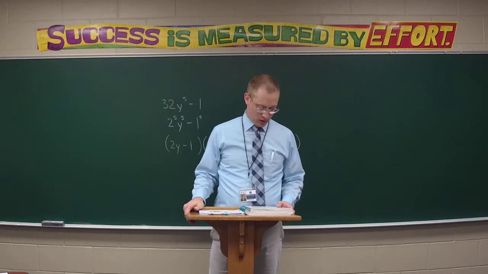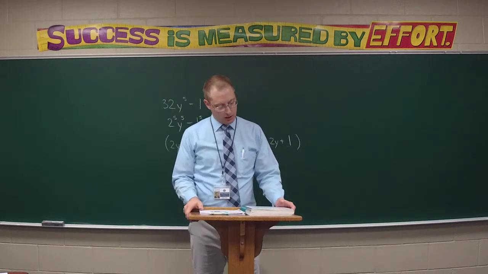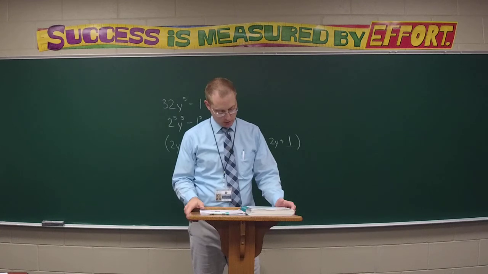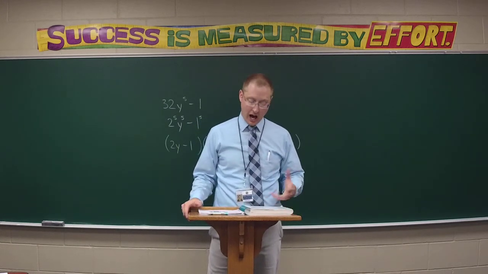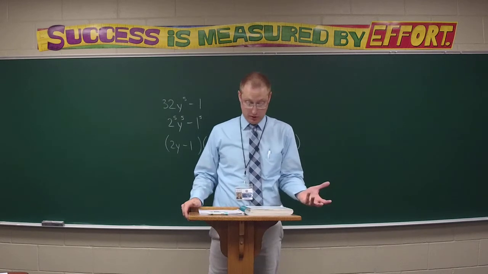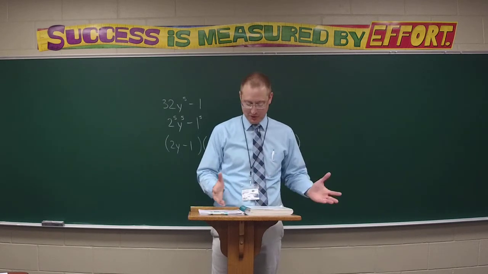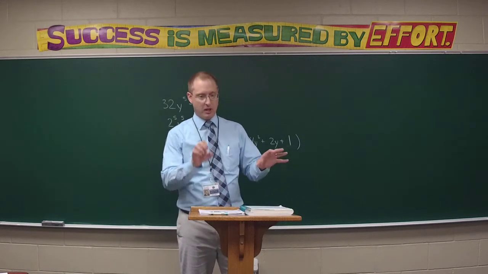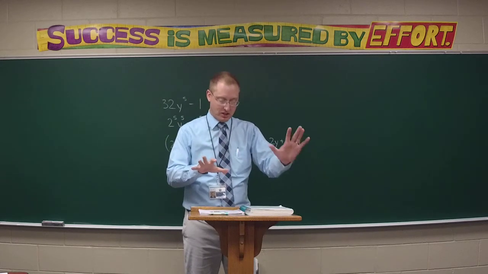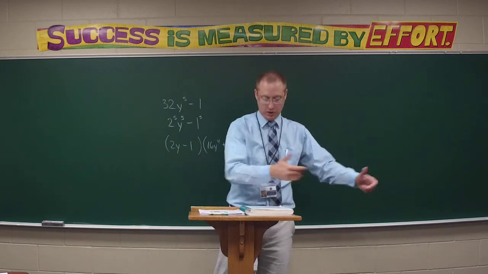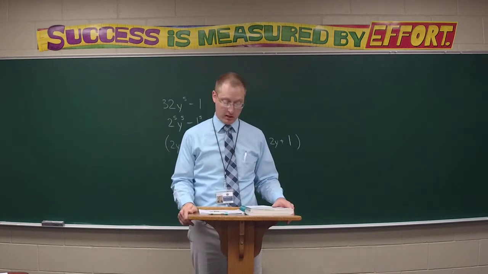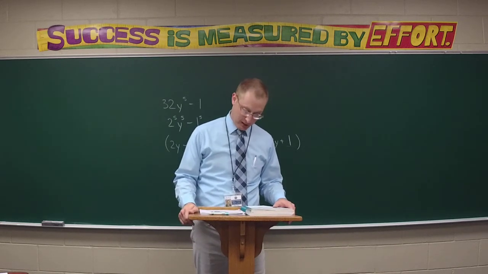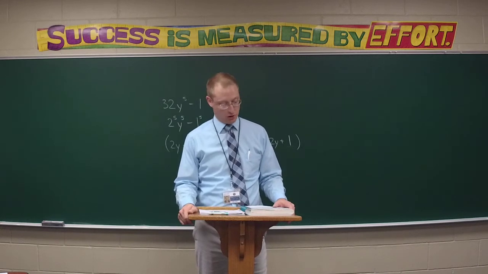4m squared plus 9p squared times the quantity 2m plus 3p times the quantity 2m minus 3p. Good. It's a difference of even powers, which is a difference of squares, sum and difference. But then in the sum and difference, you had a difference of squares, so that had to factor again into another sum and difference. Great job. The answer again, 4m squared plus 9p squared times 2m plus 3p times 2m minus 3p.